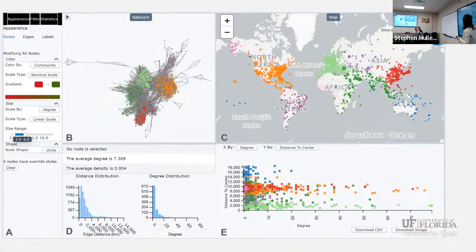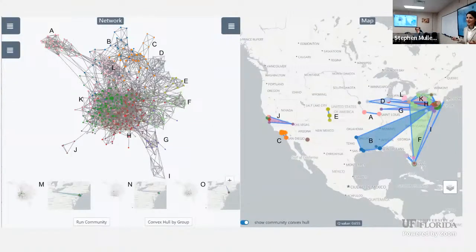So we have a way that you can interact with it. You can zoom, you can link, you can select different things. You can see the different distances between edges. You can see the different degrees of the nodes, how many friends they have. And then you can make scatter plots with different metrics here. And here's the Mafia network. When we are looking at this network here, we can put convex hulls on here to see how far something's spread.